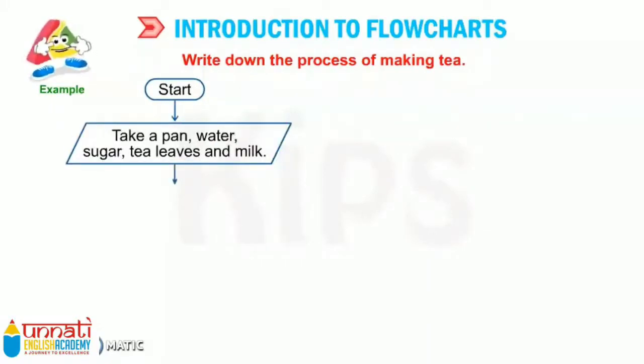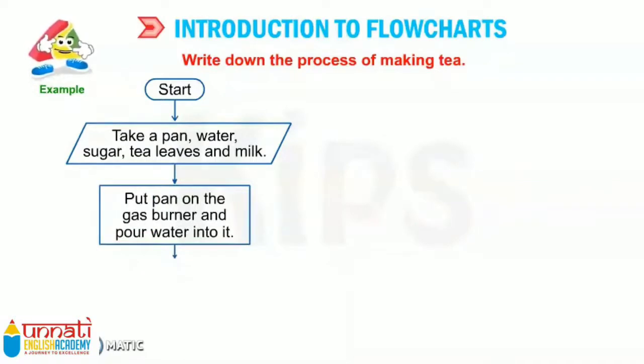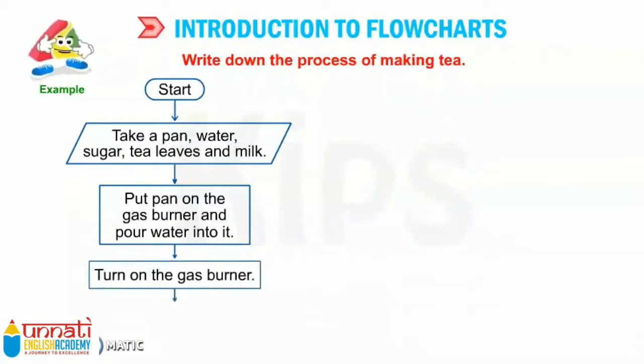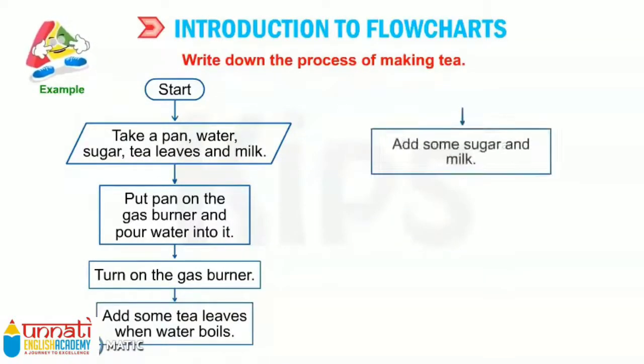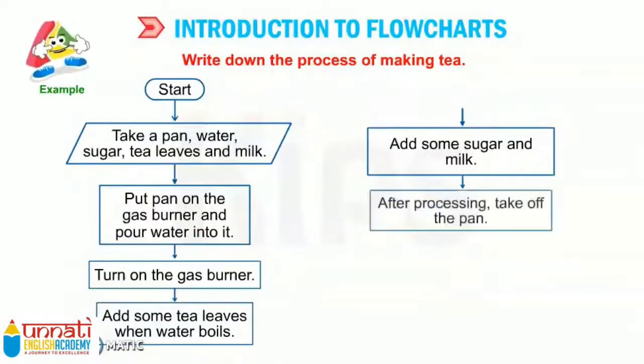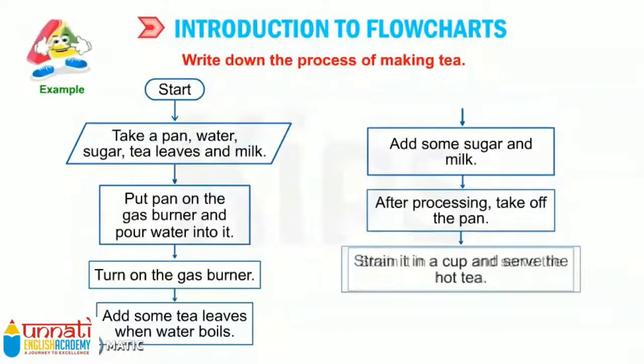So first we will start. Then the next step is the input. So we will take a pan, water, sugar, tea leaves and milk. Now we will do the processing. So we will put the pan on the gas burner and pour water into it. Next we will turn on the gas burner. We will add some tea leaves when the water boils. And then we will add some sugar and milk. After it boils, take off the pan, and the last step will be the output, that is, strain it in a cup and serve the hot tea. And the final step will be the stop.